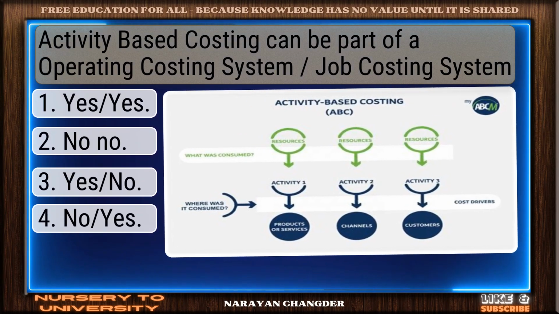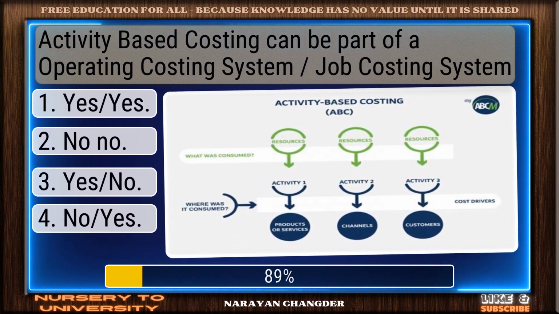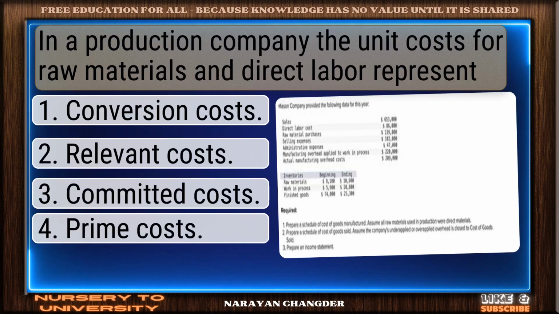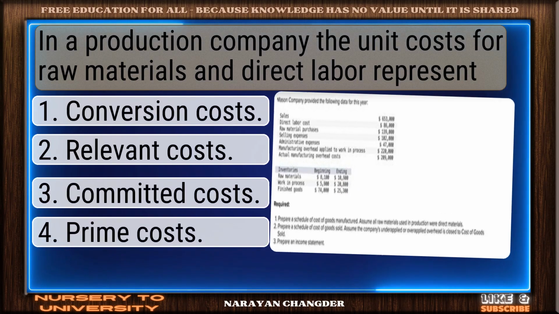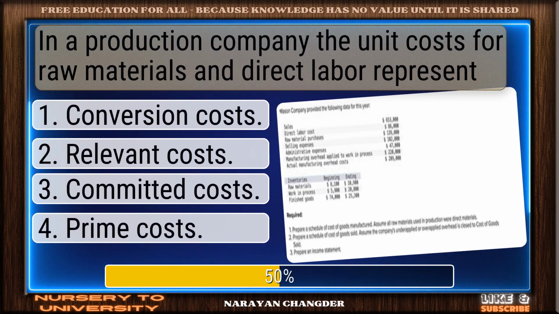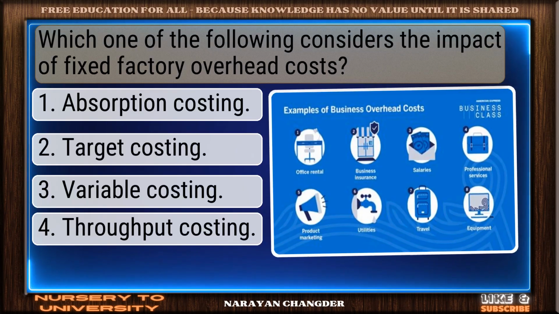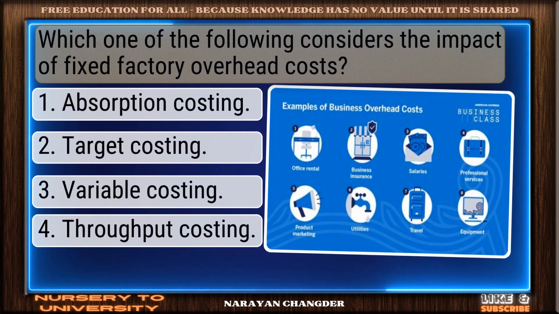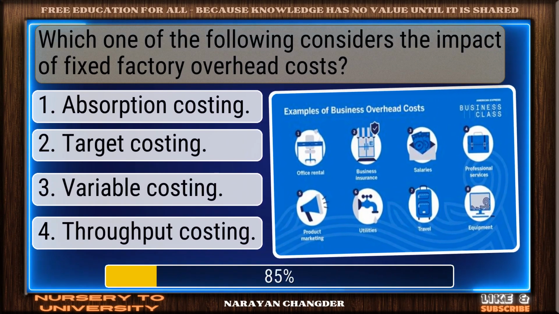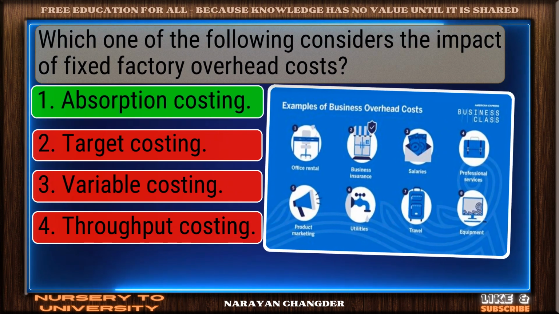Activity-based costing can be part of an operating costing system, job costing system. Nice work. You chose yes, and it is correct. In a production company, the unit costs for raw materials and direct labor represent. Right choice. Prime costs is the best answer. Which one of the following considers the impact of fixed factory overhead costs? Well reasoned. Absorption costing is the correct choice.